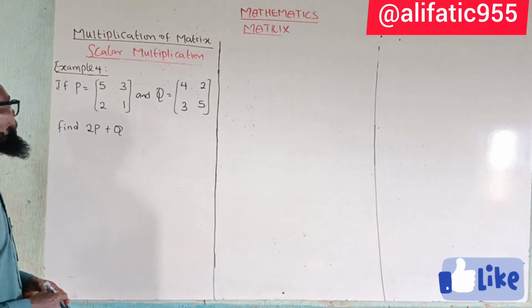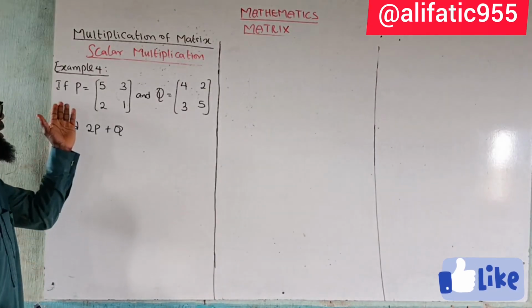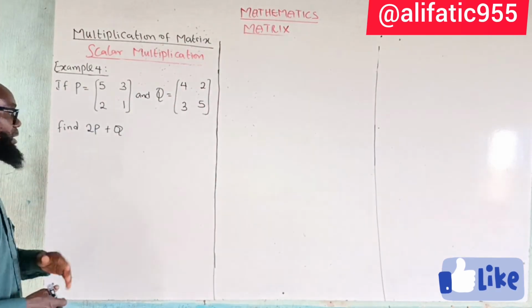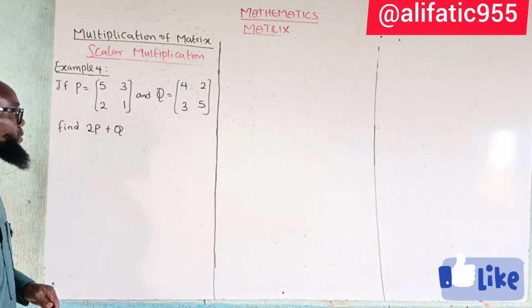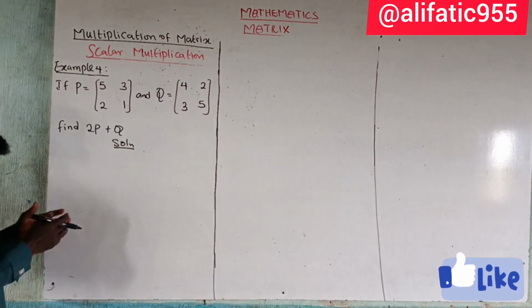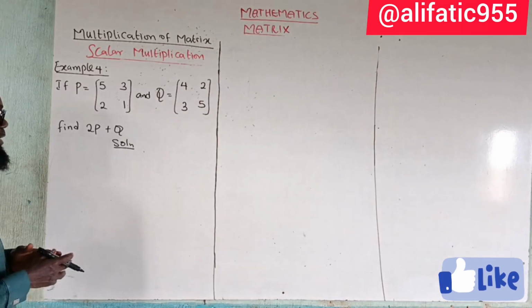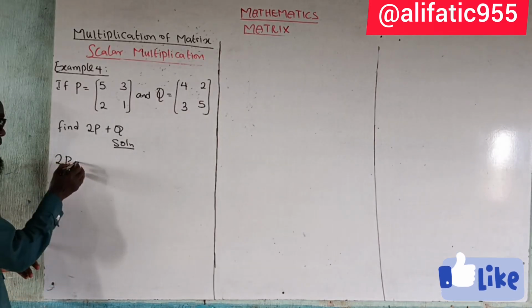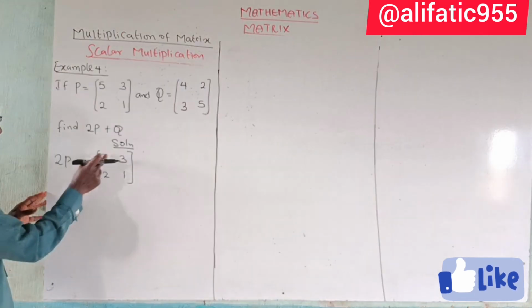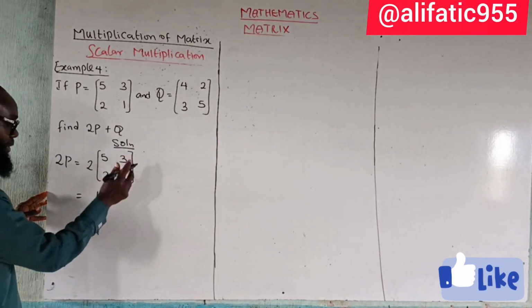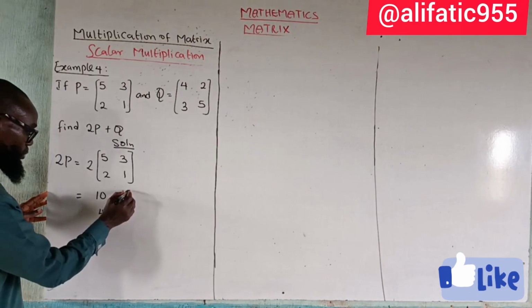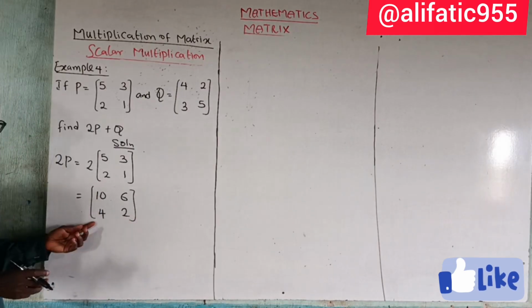Example 4. If we are given a matrix P to be this and matrix Q to be this as well, find 2P plus Q. As we have done in examples 3 and 2, we still do the same thing here. We solve 2P by multiplying 2 by the matrix P. So when we multiply this, we have 2 times 5, 10; 2 times 3, 6; 2 times 2, 4; 2 times 1, 2. So these are our 2P.